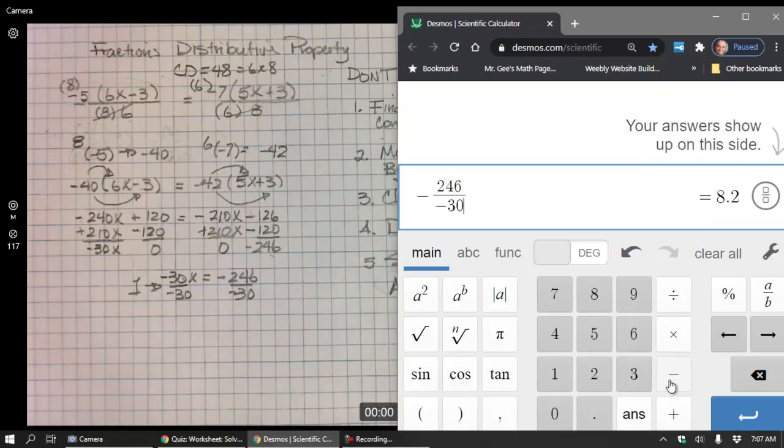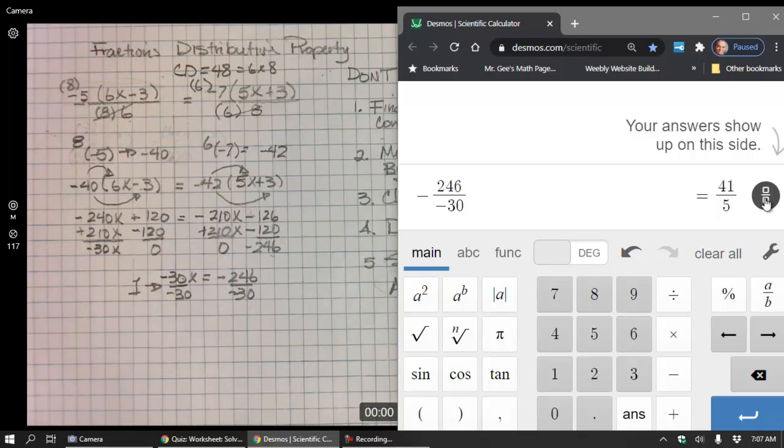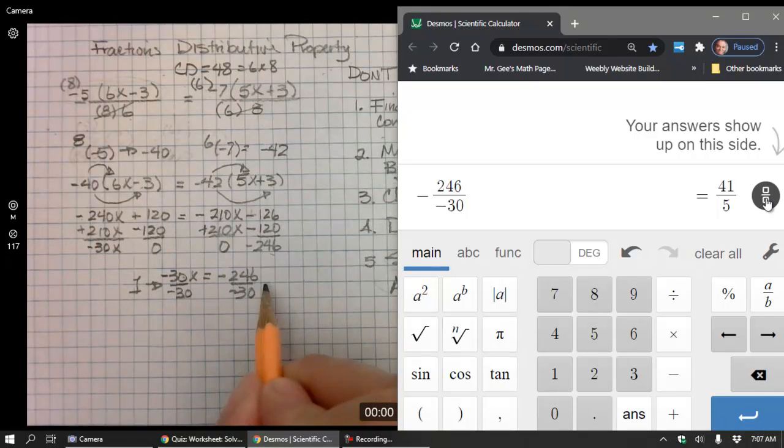And you can see over here to this side, that's what I get from my fraction. It's a decimal. I want to turn it to a fraction. So I click on it. I get 41 divided by 5. So that's my answer right there, 41 divided by 5.